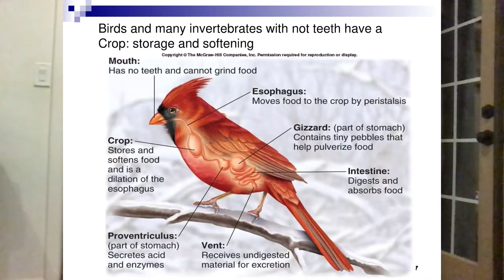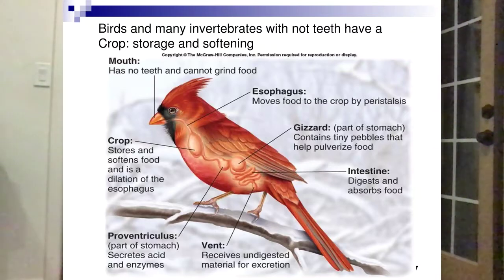And then it can move down. There's the proventriculus, and that's part of the stomach, and that secretes enzymes and acids, right? And then there's also the gizzard. And many times you'll see animals like birds eating pebbles. And that's okay, you can let them do it, because what they're doing is the pebbles are being swallowed down into the gizzard, and the gizzard can also help pulverize the food. So it'll move from the proventriculus to the gizzard and back, and as the food moves around the pebbles in the gizzard, it helps to pulverize it.